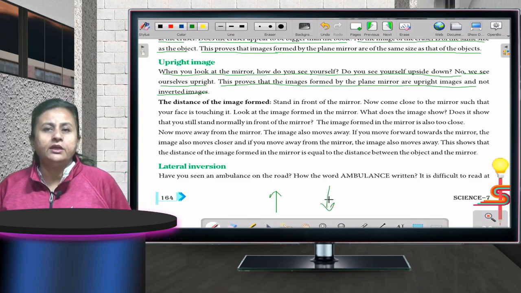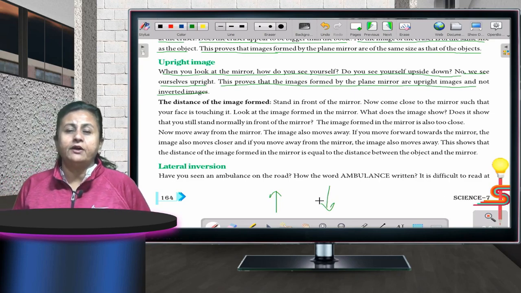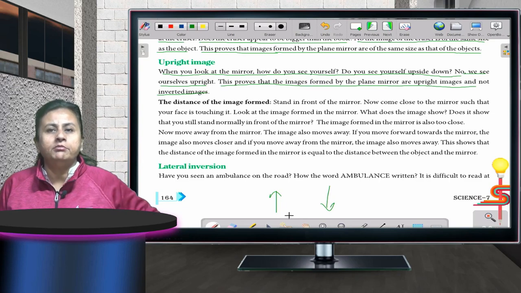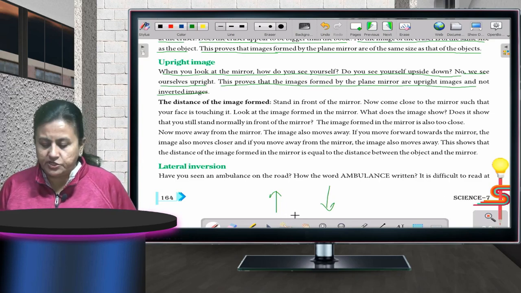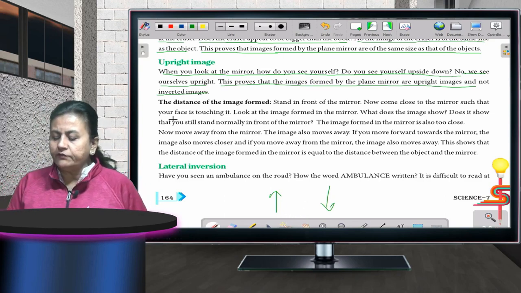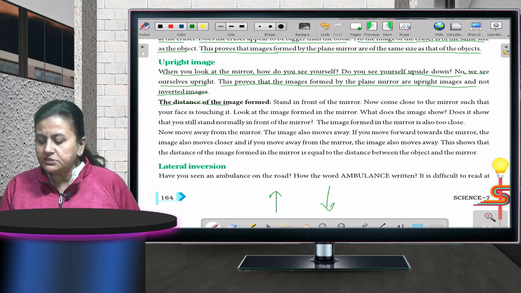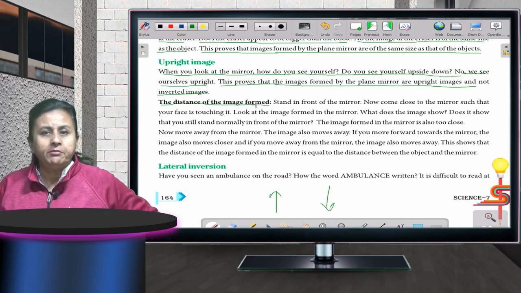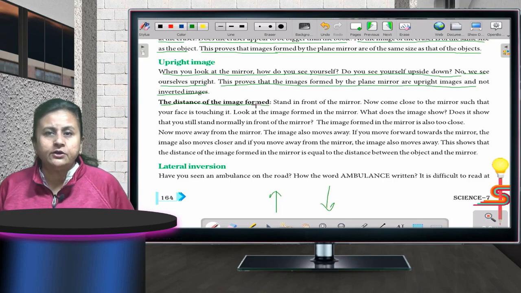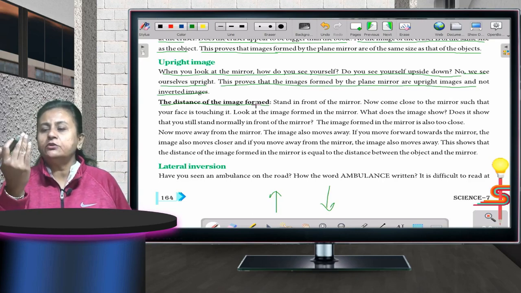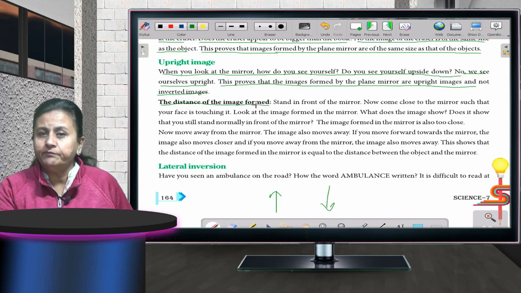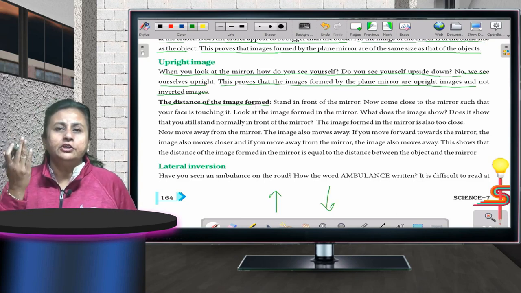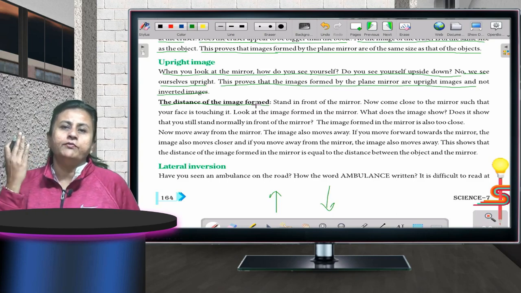Whenever we look at ourselves in a plane mirror, we find ourselves exactly the same size, and the image formed is also upright. Now, the distance of the image formed. In case we are looking at ourselves in a plane mirror, like the ones you have in your homes, if you are standing close to it, you will appear close. If you move far from the mirror, your image will also move far away.